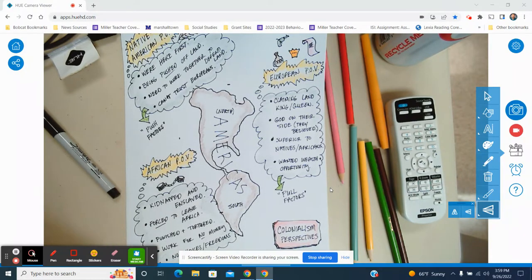And that's it. So this is colonialism. These are perspectives on the world from that time period. And I hope there's something that you got out of this that you can use.